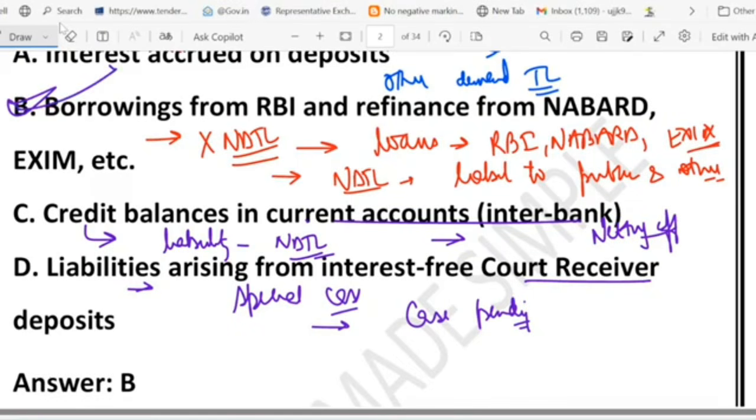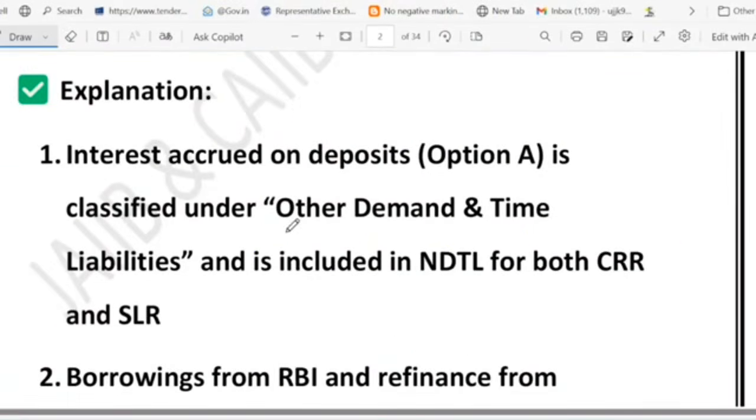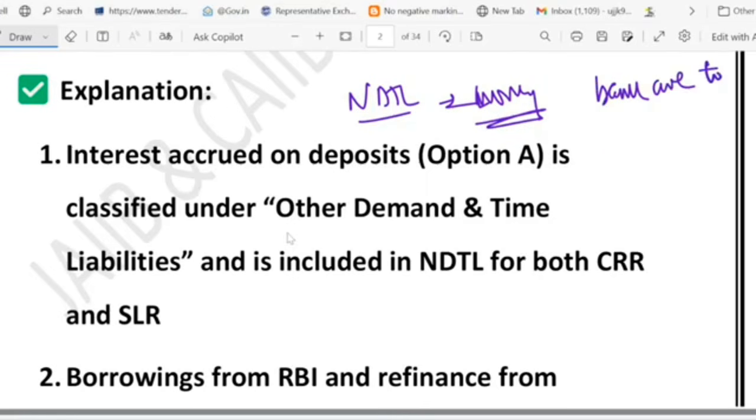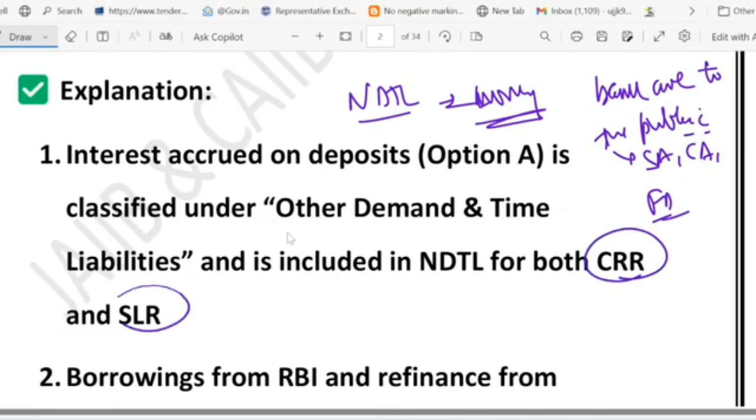Right, so let's summarize what we have learned in this question. What is NDTL? I told you NDTL means how much money the bank owes to the public and other banks in the form of saving, current and fixed deposits. In the form of saving account, current account, fixed deposit account. So basically this NDTL helps RBI decide how much money banks must keep as CRR as well as SLR.